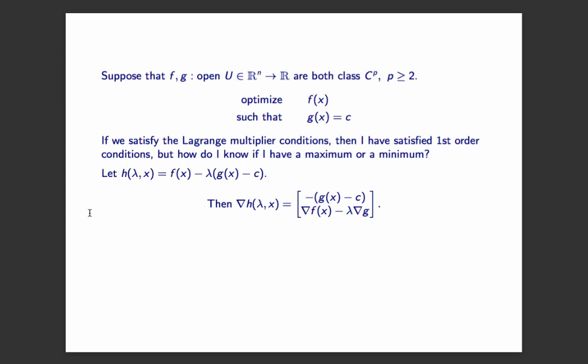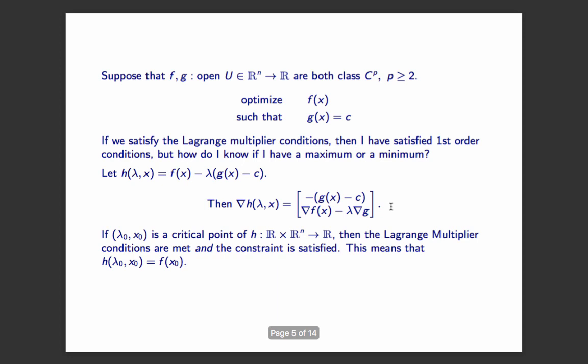So if I take the gradient of h as a function of lambda and x, the derivative with respect to lambda is negative g minus c, and the gradient with respect to x is the gradient of f minus lambda times the gradient of g. So if lambda naught, x naught is a critical point of h, in other words, if the gradient at lambda naught, x naught is 0, then the Lagrange multiplier conditions are met and the constraint is satisfied, meaning that h of lambda naught, x naught equals f of x naught.